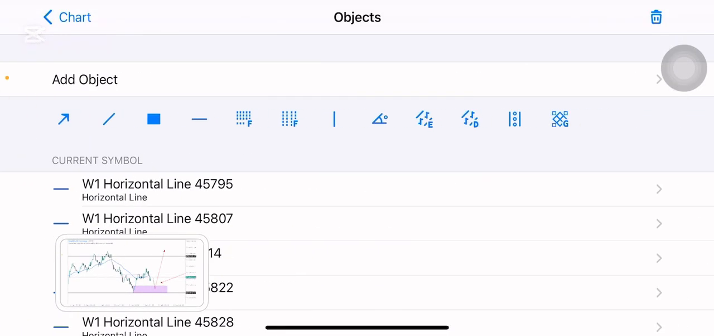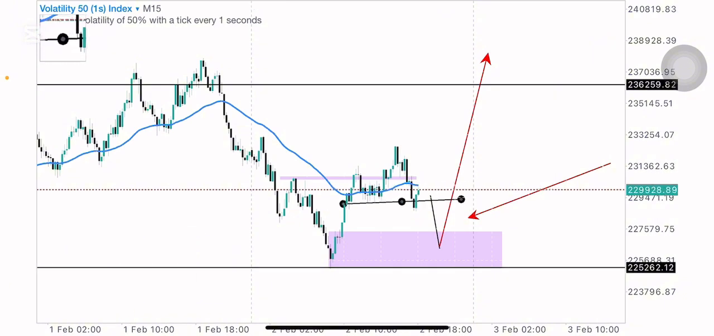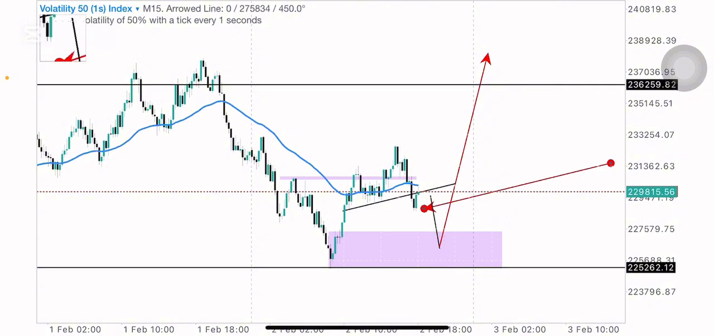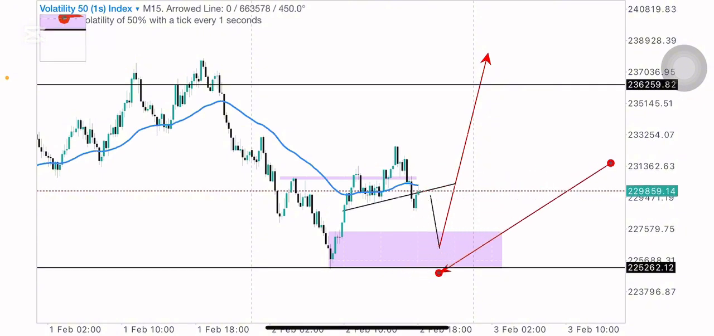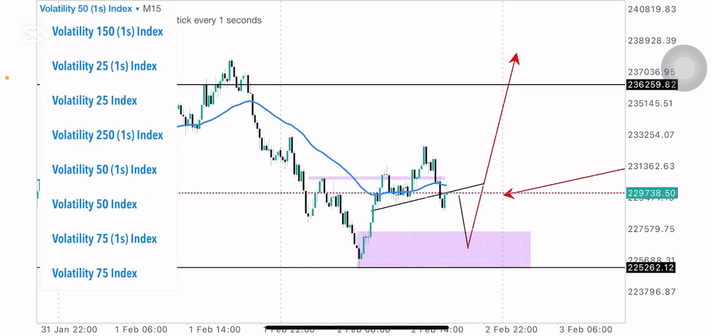Basically, price is going to take this as liquidity. So price is going to liquidate this guy here, which it has done. So it's going to come down here. This might just be an inducement, so price is going to come down here and then push up. Very simple.